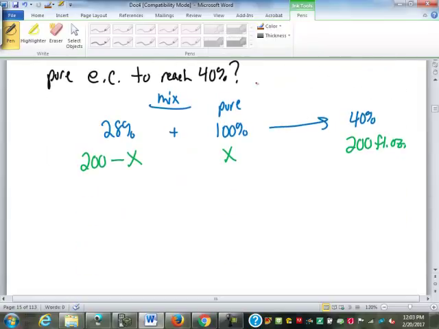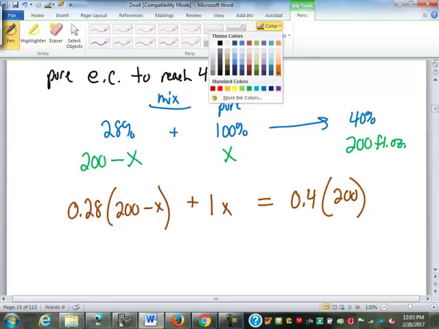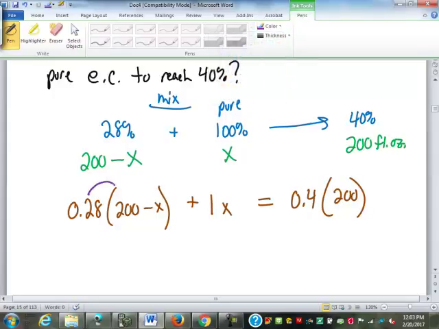So now our formula: 28%, 0.28 times 200 minus X, plus 100% is just 1 times X, equals, where our result's going to be 40%, or 0.4 times 200. Now on each side, we'll do some simplifying. 0.28 times 200 is 56.